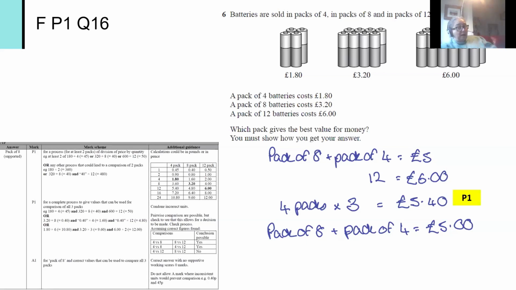But there were no marks available for them to go, oh, you can have a pack of 4 and a pack of 8. As to why students thought that would be a way of comparing best value, I don't know. So in this case, only 1 process mark.